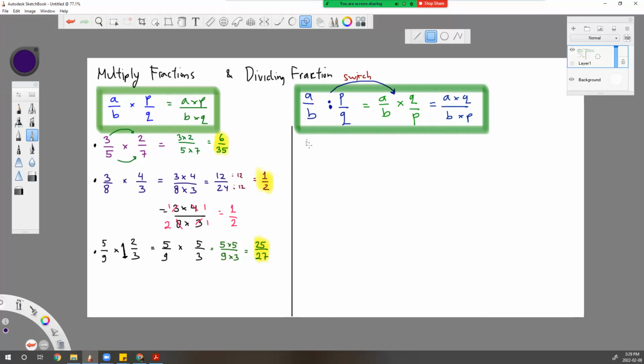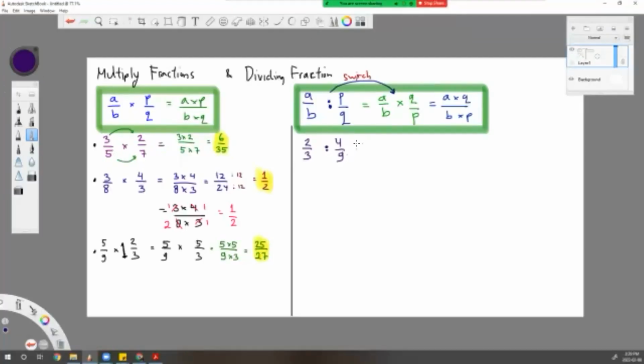If I have 2 over 3 divided by 4 over 9, what can we do now? We need to change the sign of the symbol. So 2 over 3, you need to change the division into multiplication of the reciprocal. What is reciprocal? You switch the 4 over 9 becomes 9 over 4. Just switch the denominator by its numerator, vice versa. Okay, and then as usual, 2 times 9 over 3 times 4.